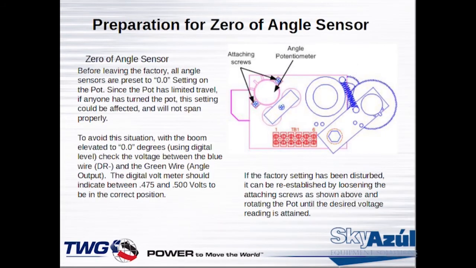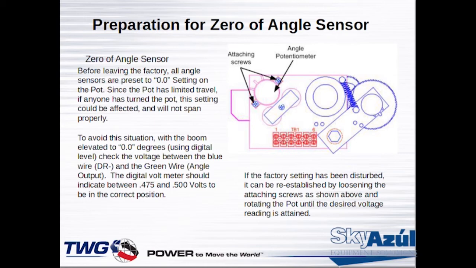Same thing in preparation of the zero of the angle sensor. Same preparations. We're going to bring the boom to perfect zero on the level. And we're going to probably check our voltage on that, unless I'm real confident that it's okay. I may stick a voltmeter in there and check that, because that's important. So we're going to find 0.475 volts there.